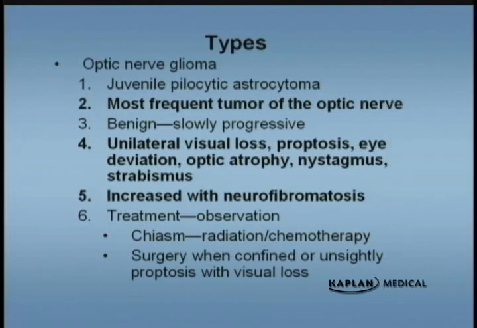Now, some of these tumors, especially patients with neurofibromatosis who are diagnosed with optic nerve gliomas, initial treatment is basically observation. You try not to do anything for it. However, you do have surgery once you're starting to have visual problems.